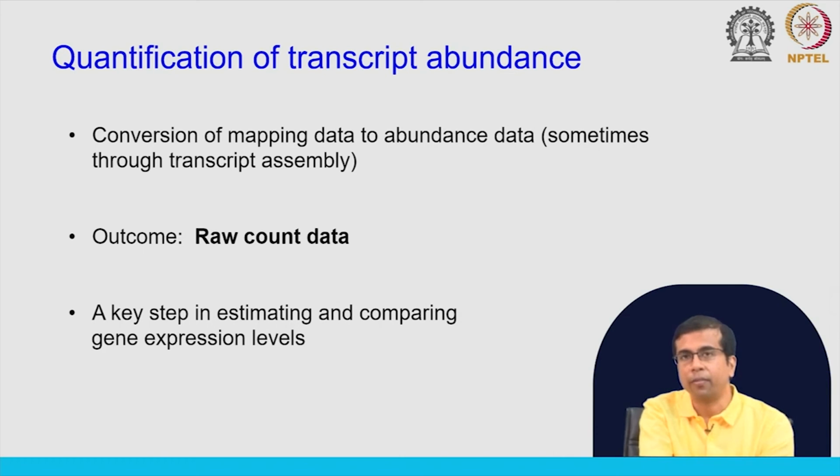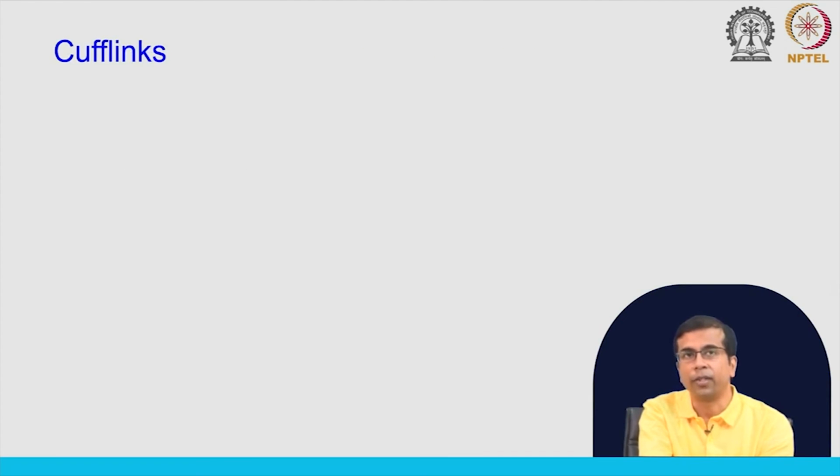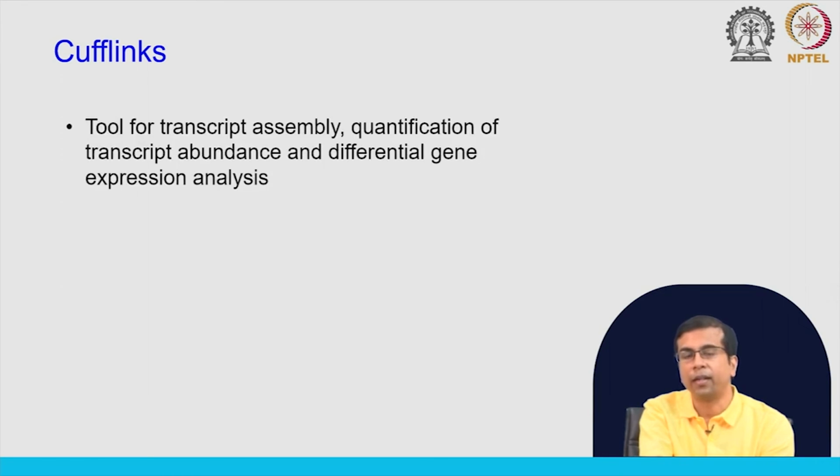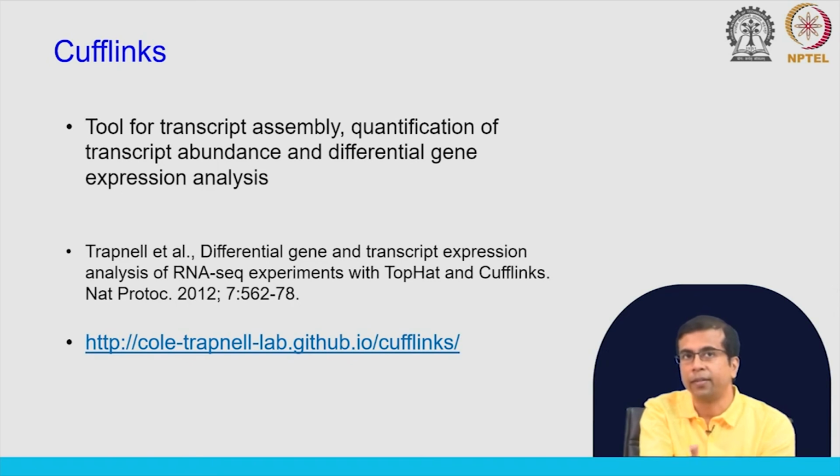So, we will talk about some of the tools, at least one tool which we use for this kind of analysis, and of course, there are many tools that we will discuss in the next class. One of the tools that is very popular is called Cufflinks. It can do transcript assembly, and then it can do the abundance estimation, as well as something called differential gene expression analysis. We will talk about differential gene expression analysis later. As you can see, this can do a lot of these things together. Again, we will not go into a lot of details. Here is the link to the paper, and also the link to the tool.